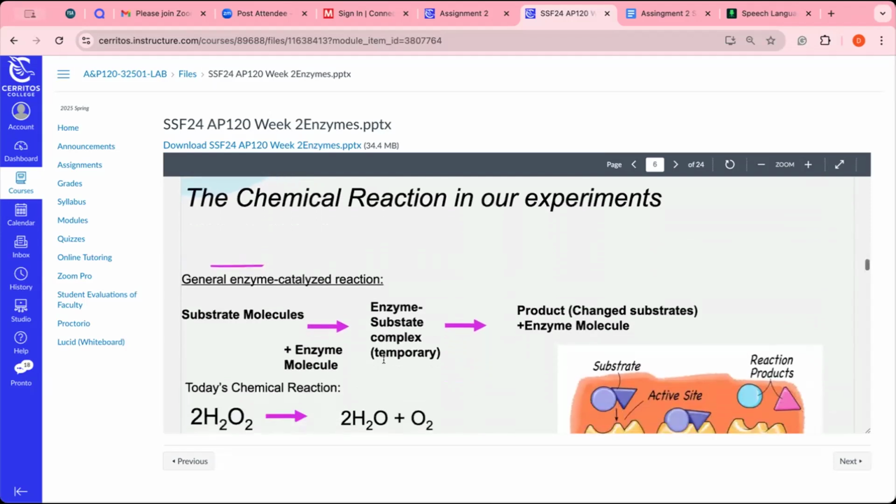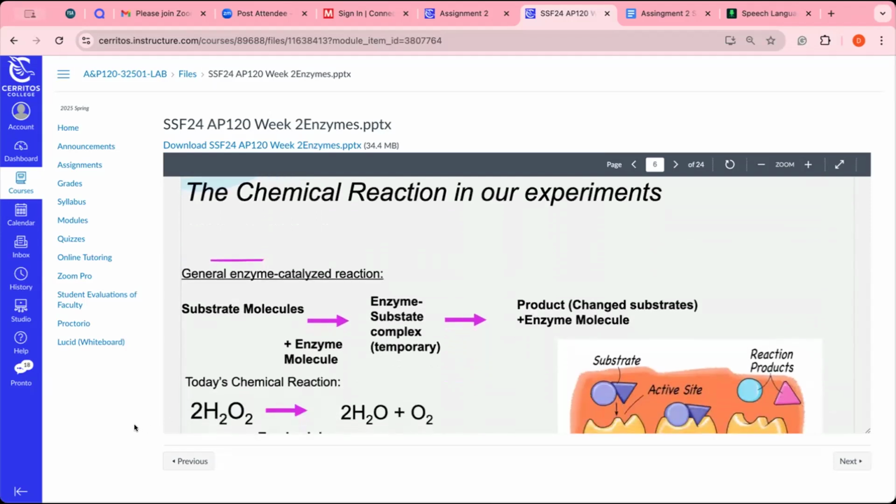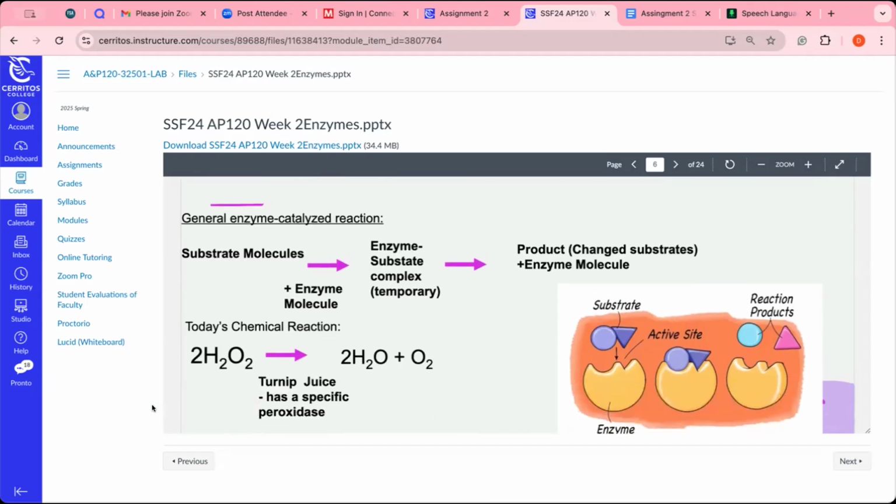The chemical reaction in our experiments. So apparently you did a lab and you have a general enzyme catalyzed reaction. So you have substrate molecules that, in the presence of a temporary enzyme substrate complex, produce products and release the enzyme molecule. Now, what are you creating today? Well, you're starting with 2H2O2 and it reacts to become 2H2O plus O2.